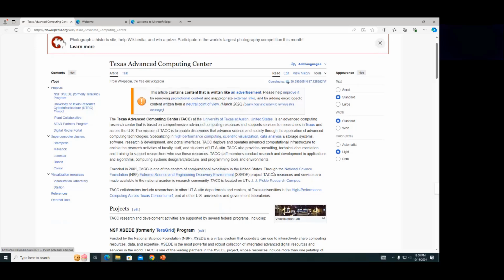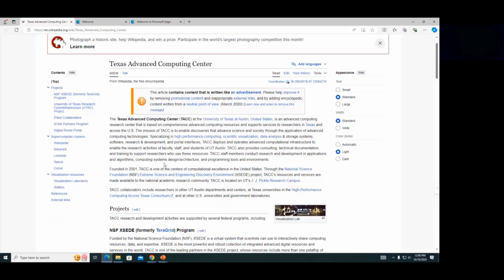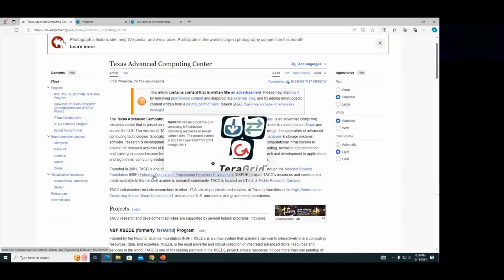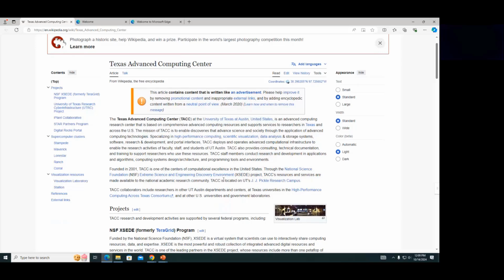The one term I would like everyone to know is here. TACC is one of the centers of computational excellence in the United States through the National Science Foundation's Extreme Science and Engineering Discovery Environment, XSEDE. So you basically should know this term.